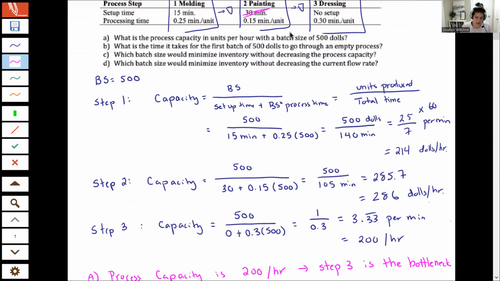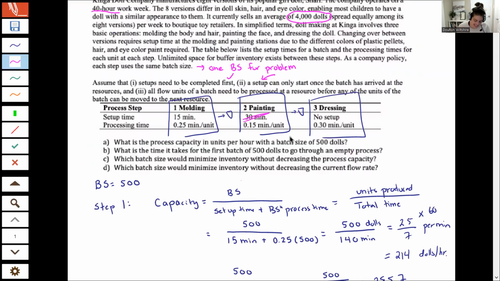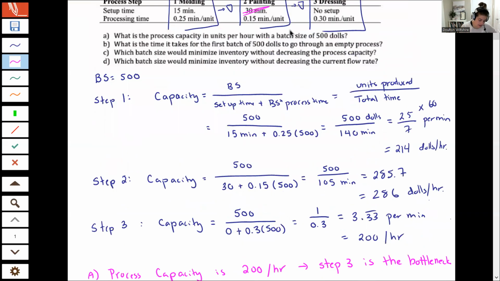Those ones are usually okay. Where people start to be like, what is happening in this problem is what batch size would minimize inventory without decreasing the process capacity? And what I want to say here is I'm going to answer it a little bit differently than I think the answer is in your textbook, because based off of the questions that people have asked me, I think it's a little bit easier to see what I'm saying. Okay, so for C, what batch size would minimize inventory without decreasing process capacity?